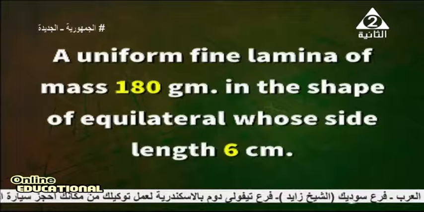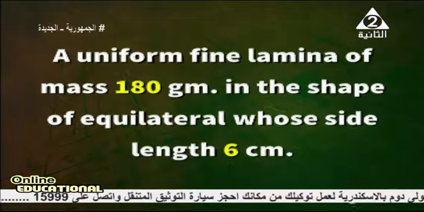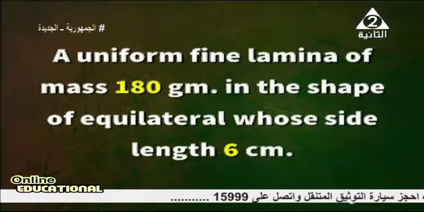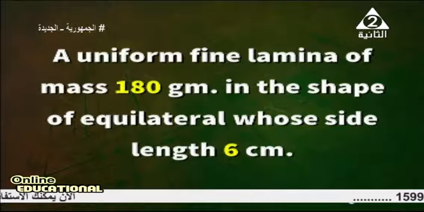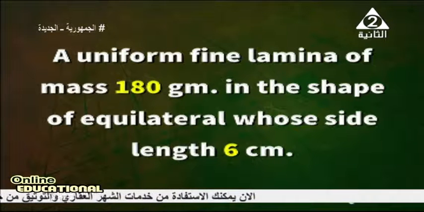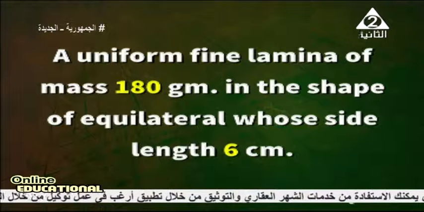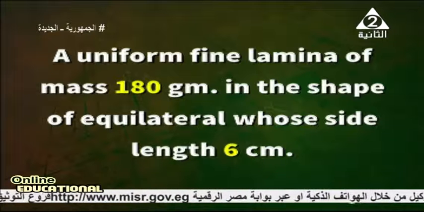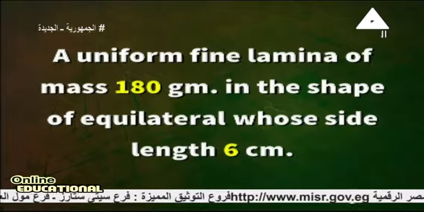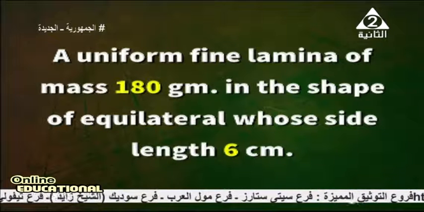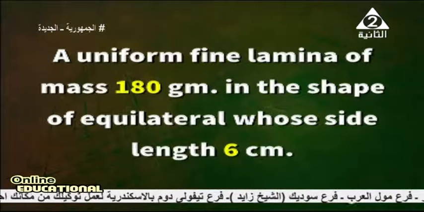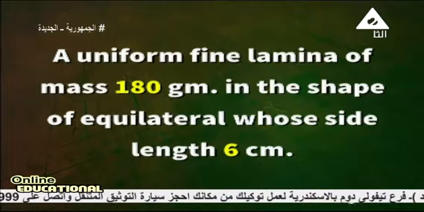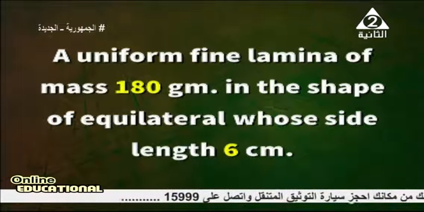Now we move to an important example. A uniform fine lamina of mass 180 gram in the shape of an equilateral triangle whose side length is 6 centimeter. Wait, my dear students, think before solving. We have a lamina in the shape of an equilateral triangle, each side 6 centimeter. The lamina's mass is 180 gram. This is what is given.